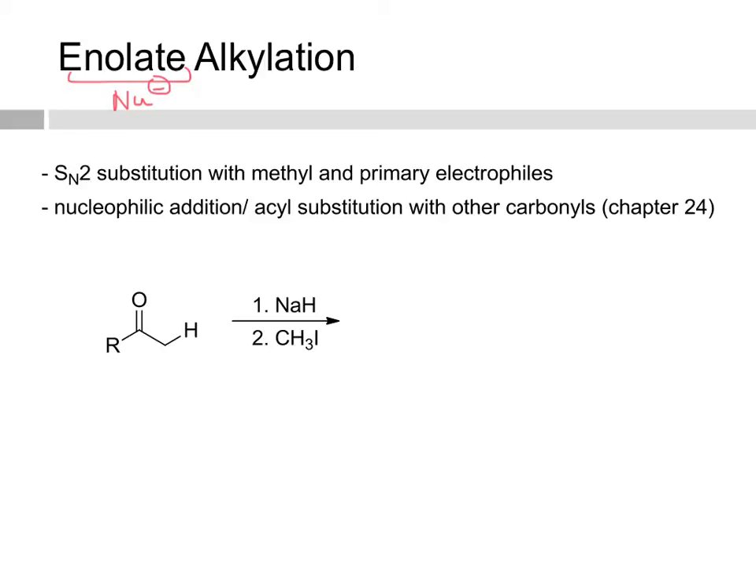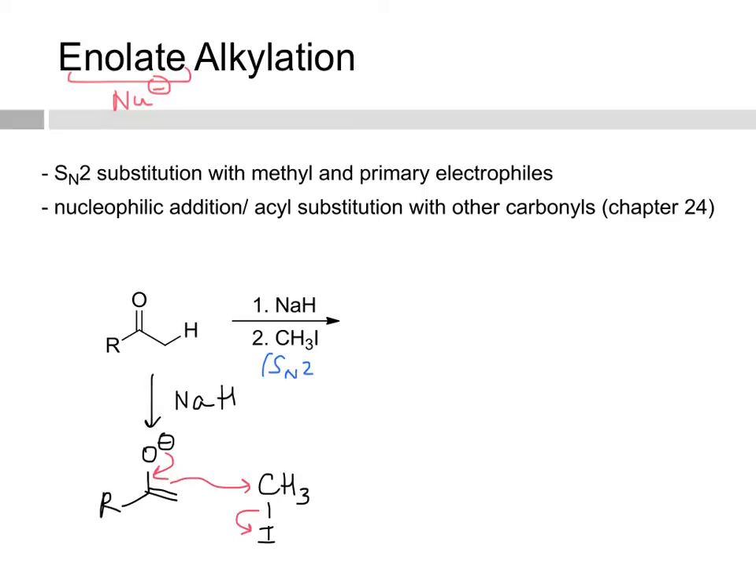An example of an SN2 substitution reaction with an enolate can start with a carbonyl compound with an acidic alpha proton that can be used to form an enolate upon treatment with base, and then the enolate is treated with an electrophile such as methyl iodide. In the first step, with sodium hydride, deprotonation occurs to form the enolate. Upon treatment with methyl iodide, the enolate attacks in an SN2 substitution to form a new carbon-carbon bond.